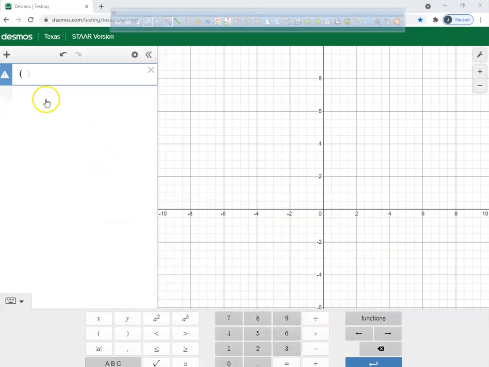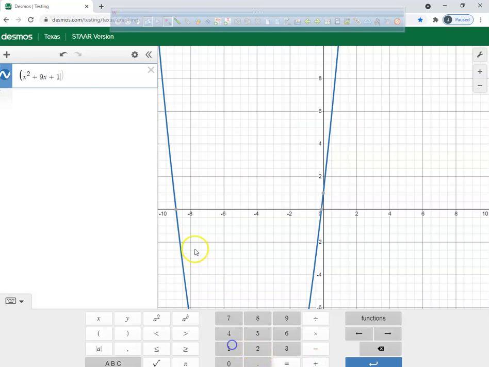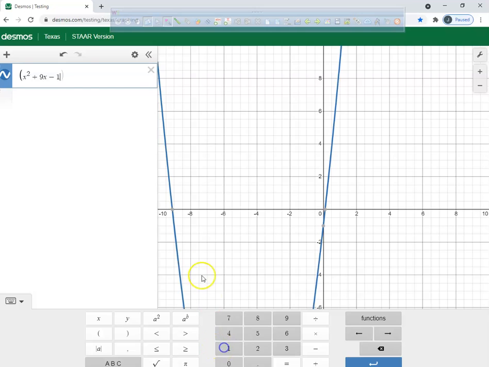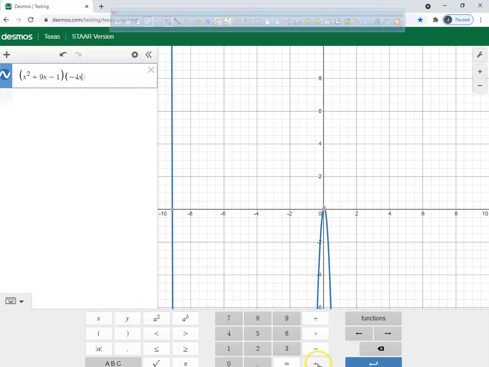Got x squared plus 9x plus 1. So type in x squared plus 9x. Is it plus 1 or minus 1? Plus 1? Okay. Minus 1? Okay. And then we have negative 4x. And was it plus, is it plus 3? Like that? Okay, so there's our graph.